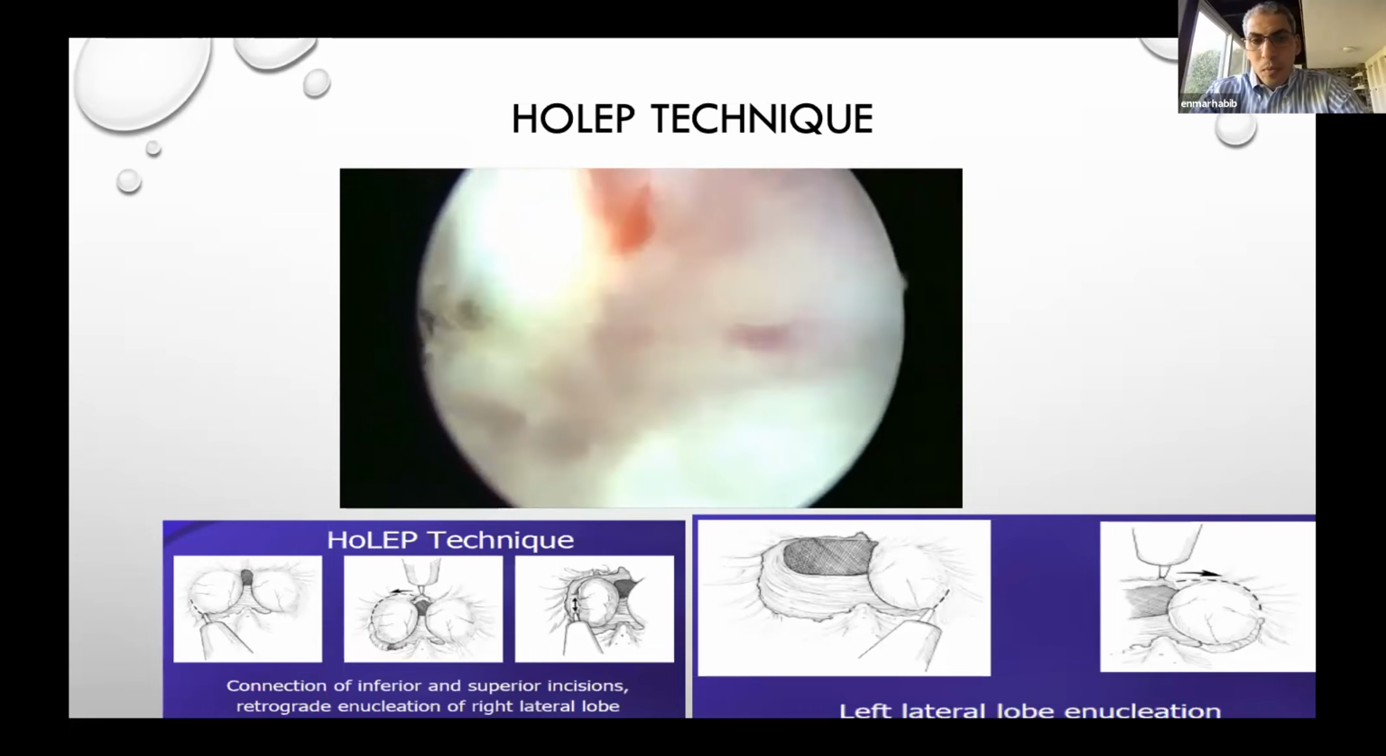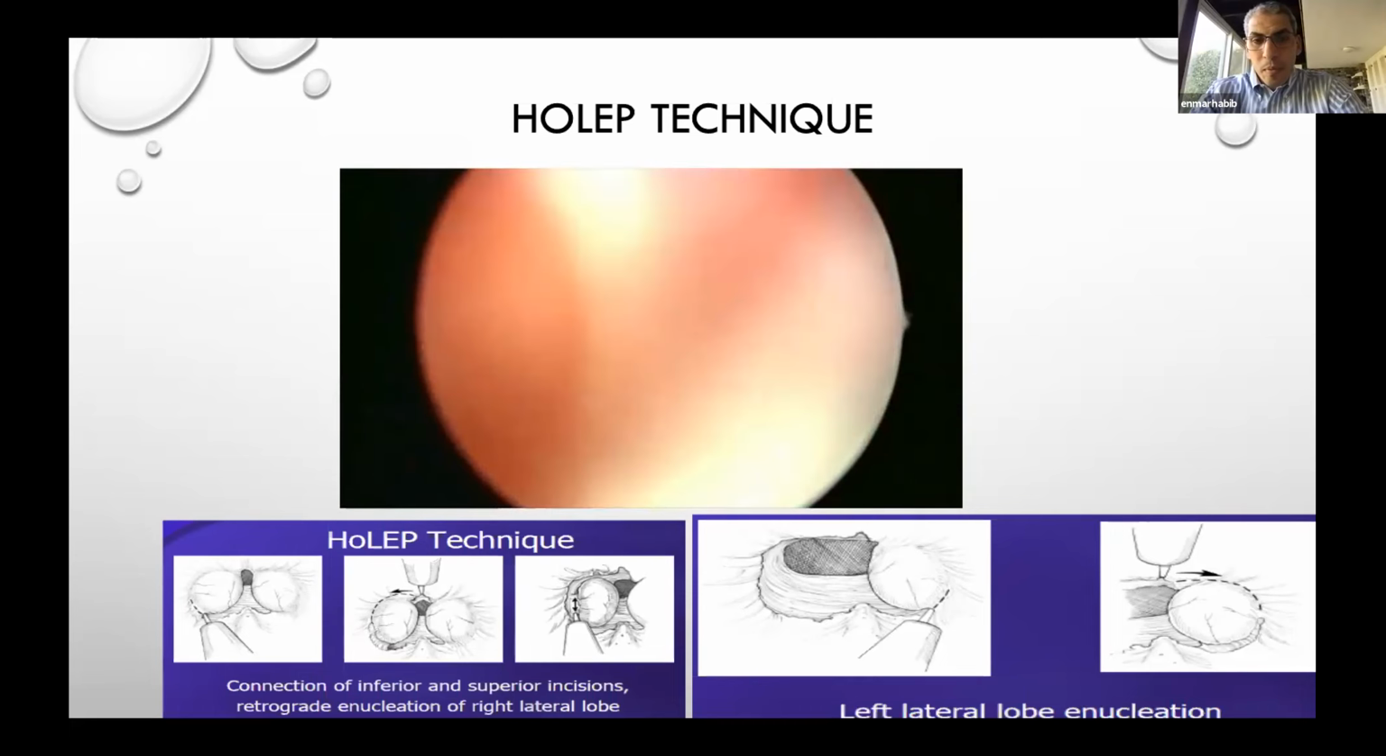And we can see that the depth of penetration is very shallow, 0.4 millimeter, but it's very sufficient for having hemostasis.